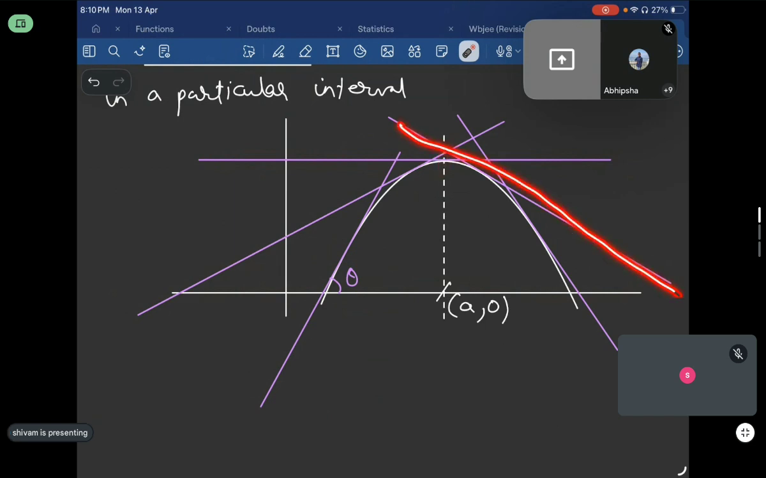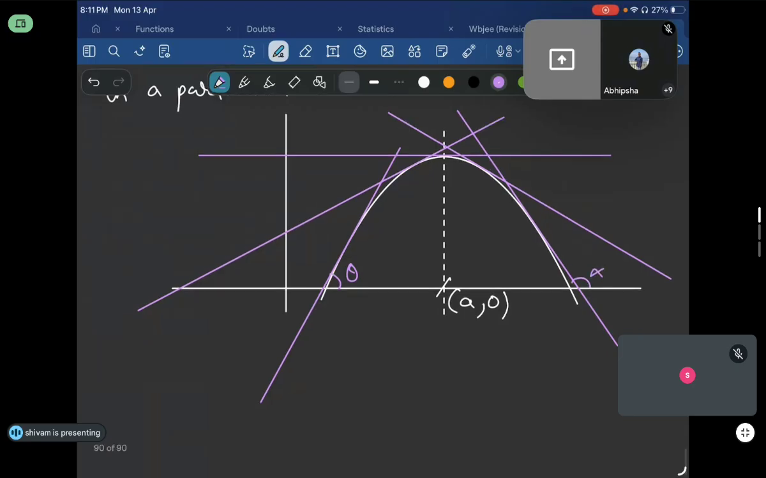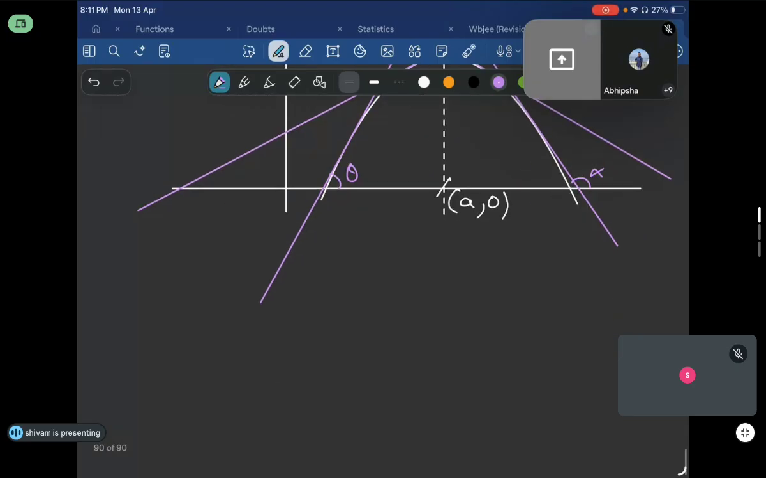Next, what is this angle? Is this angle acute or obtuse? Tell me. For this tangent, obtuse. Tan theta is negative. Again, for this one also, dy by dx is negative. Okay, everyone, let us call this alpha. Tan theta is positive, tan alpha is negative. So over here, what we can observe... Abhipsha, you understood the concept?